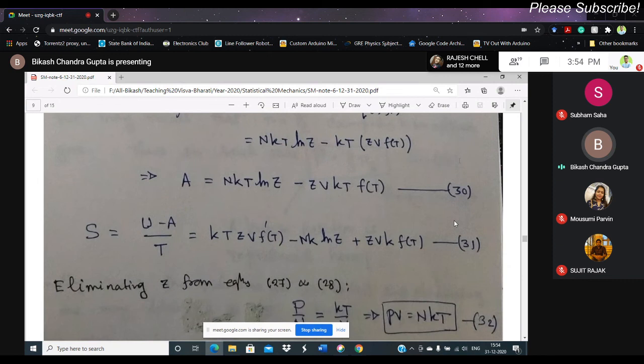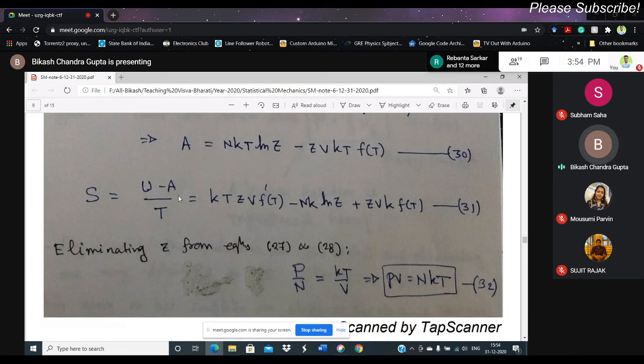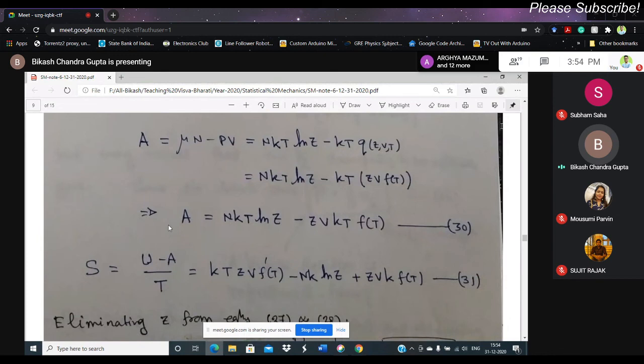And S is U minus A by T, kT Z V f(T). So everything you express in terms of V, Z, and T, f(T). Okay. So now you see, this way you can express all the thermodynamical quantities in terms of this: A, S, U, N, and so on.